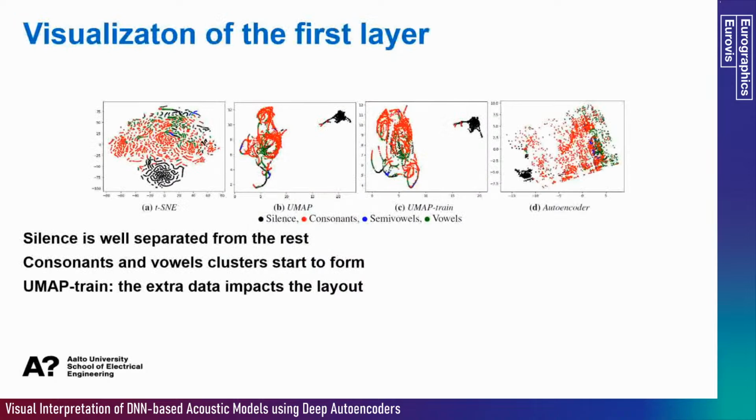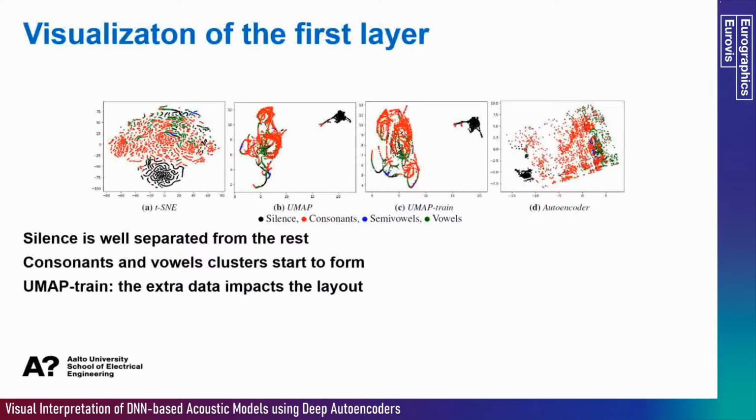After the objective evaluation, let's move on to the visual one. Here we can see the visualizations of the first hidden layer, which processed the input directly. Technically, it is a very crucial part of any DNNs, as it must learn to extract meaningful low-level features. What we can see here is that the silent parts formed a separate cluster from the other categories. Interestingly, some black dots are mixed with the other categories.